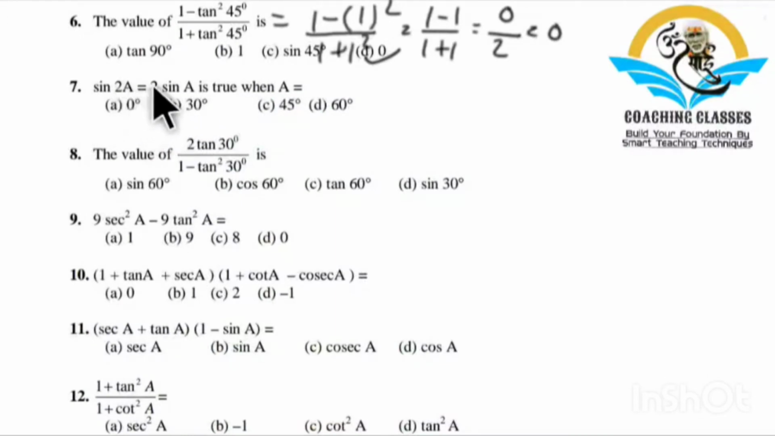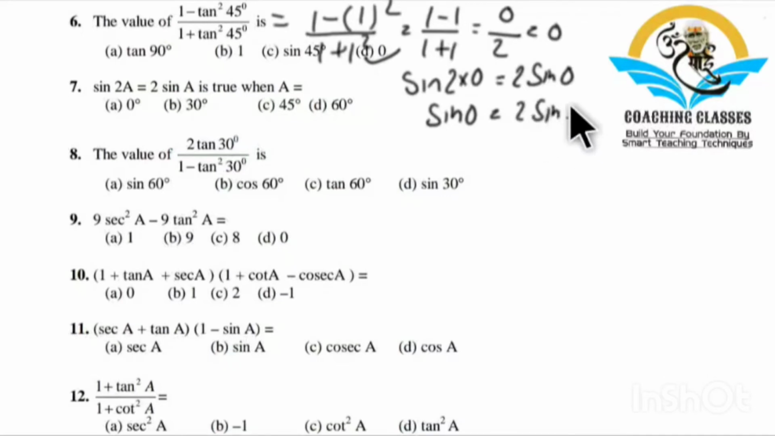Next, sin 2A equal to 2 sin A is true when A equal to. Here you have to put the value whatever is given here, first that is 0 degree. When you keep here 2 into 0, 2 sin 0, then sin 0 equal to 2 sin 0. You know that sin 0 is 0. Here 0 equal to 0, hence option A is correct.